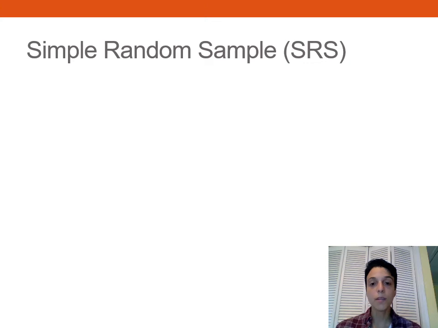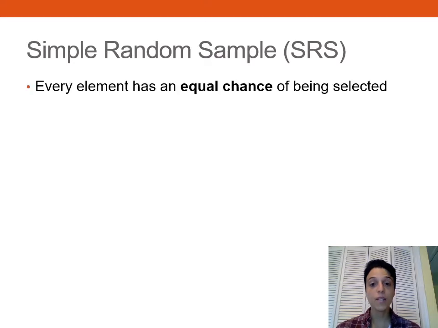Before we get into that, though, I'm just going to talk about a couple of different kinds of probability samples. The gold standard sample, and the one that all sorts of statistical inferences are based on, is something called a simple random sample. And in a simple random sample, every element has an equal chance of being selected into the sample.